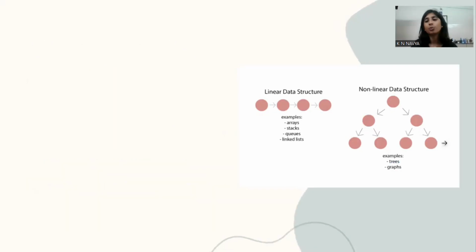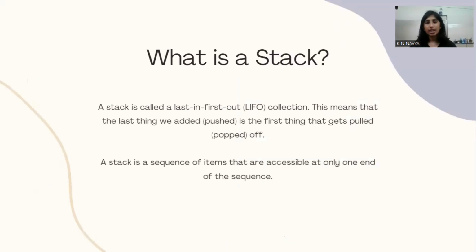Let's see what a stack is. A stack is called a last in, first out collection. What is a last in, first out collection? In a last in, first out collection, the last thing we add, which is when we push an item, is the first thing that gets popped out, which means pulled out.